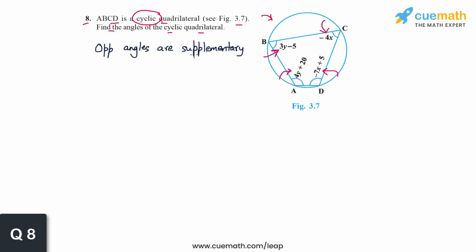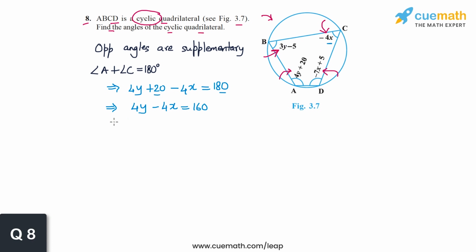So using this fact, we have angle A plus angle C is equal to 180 degrees, and that means that 4y plus 20, which is angle A, and then minus 4x, which is angle C, should be equal to 180. And let's simplify this. So we get 4y minus 4x equal to 160, 180 minus 20, and let's actually cancel out the common factor of 4. So we get y minus x is equal to 40. So this is the first equation we get in x and y.